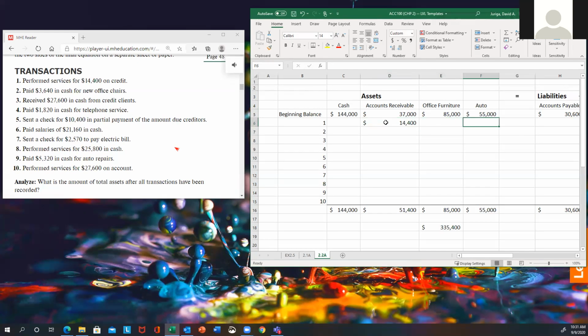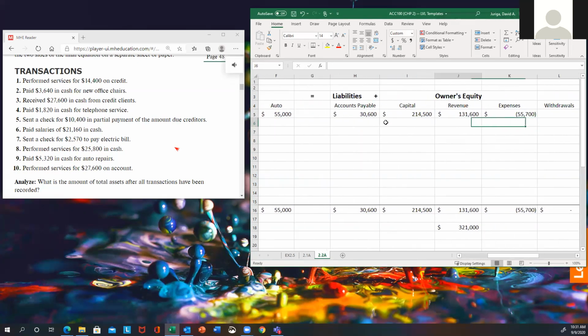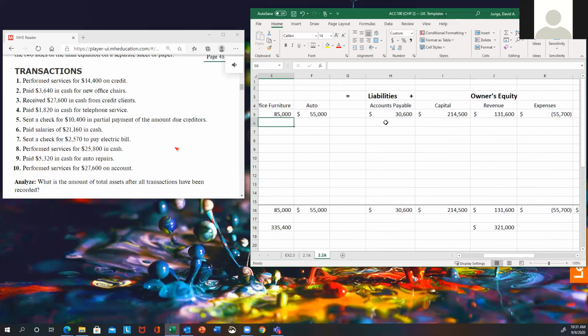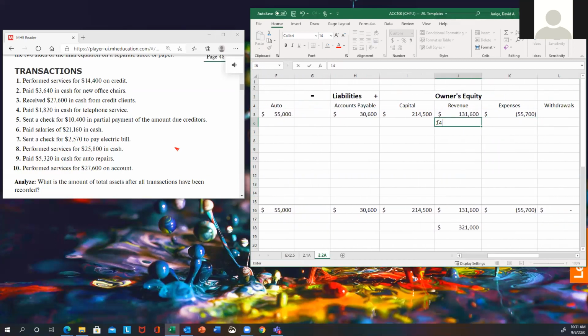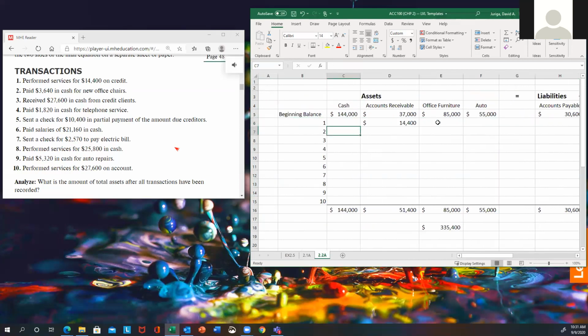Notice then I would go to the offset. If we're increasing accounts receivable, I have to be either decreasing or increasing something else. And we all know at this point, if you see perform services, you should all say what? Revenue. So there you go, 14,400. Very simple. All right, number 2, we paid for some new office chairs, $36.40, right?